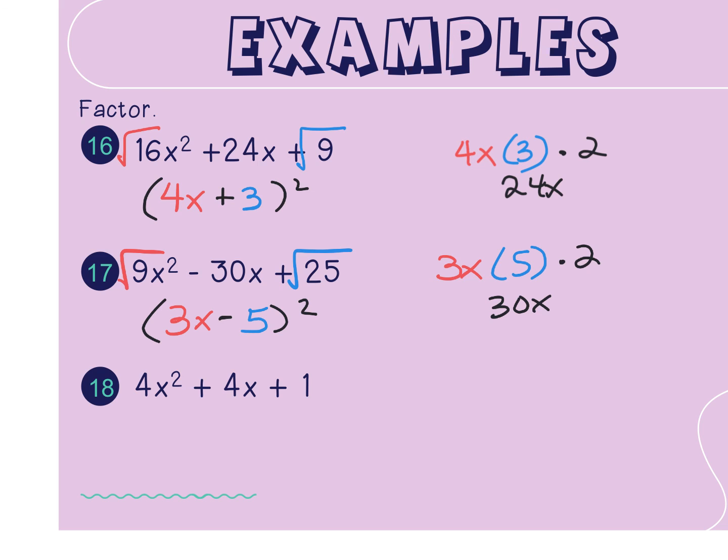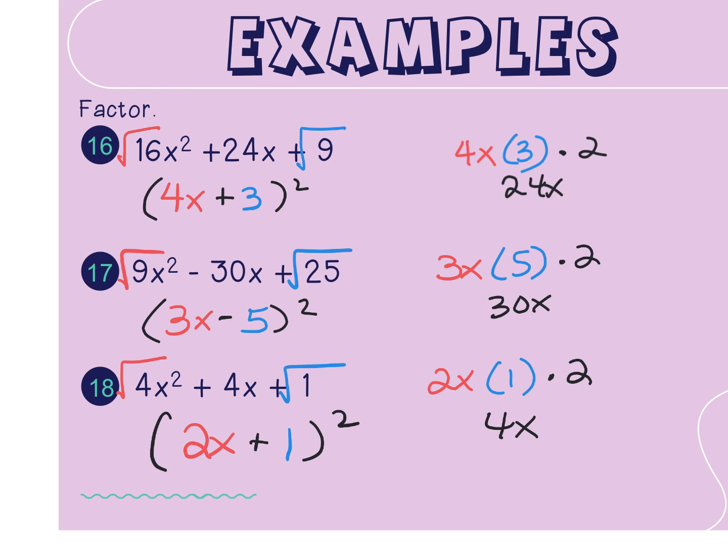Same thing. Square root the first term, square root the last term. Let's do the check. Square root of the first term is 2x. Square root of the last term is 1. Double it. It gives me the middle. So this is a perfect square trinomial. So write down the square root of the first term, square root of the last term, same sign that was in the middle, and it's squared.